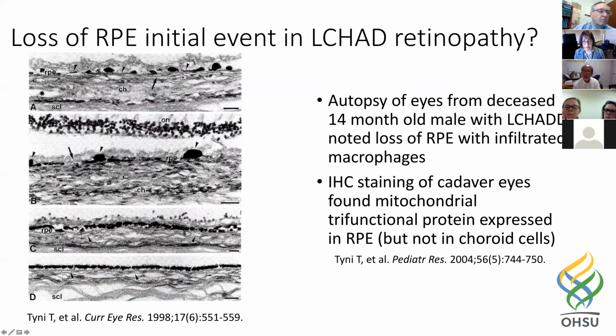She later went on and did some immunohistochemistry staining of cadaver eyes and found that all of the mitochondrial trifunctional protein subunits are expressed in the RPE as well as the rods and cones, but are less expressed or not expressed in the choroid. So it really appears that the RPE has strong staining for both the alpha and beta subunits of TFP.